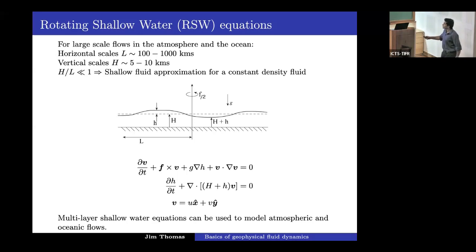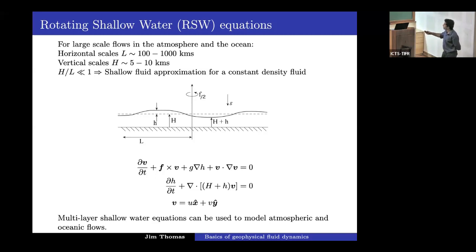When you look at the vertical scales, they're much smaller. The ocean depths are typically 5 kilometers and below. The atmospheric height, if you include the troposphere, stratosphere, and all this, is order 10 kilometers or less. So this helps in modeling it as a shallow fluid, where the height divided by the horizontal length is a small parameter. This is what's called the shallow fluid approximation.